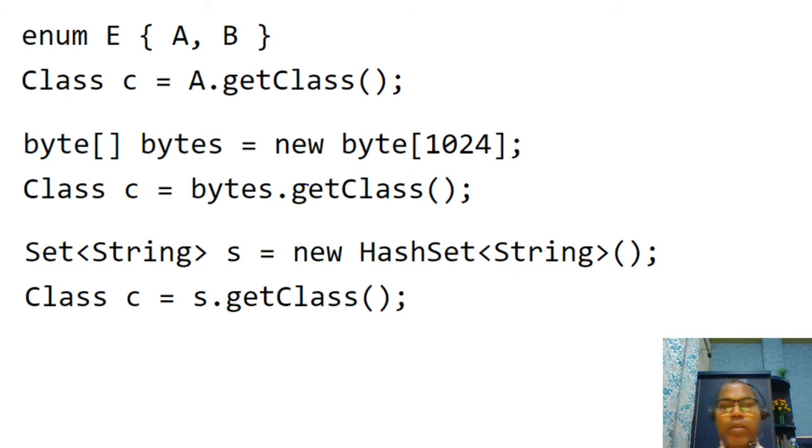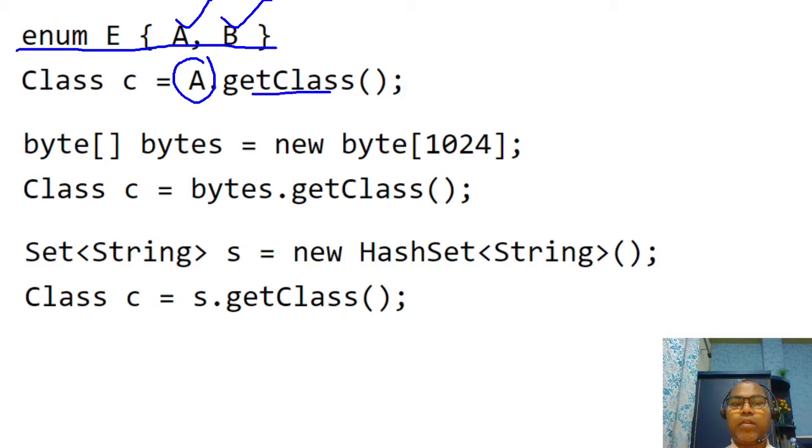Some examples: let's say you have an enum. This is also an object, and on this object you want to figure out the class object, so you call get class. Let's say you have an array of bytes. You want to get the class, and it returns the class. This is an array, so you will figure out the class.